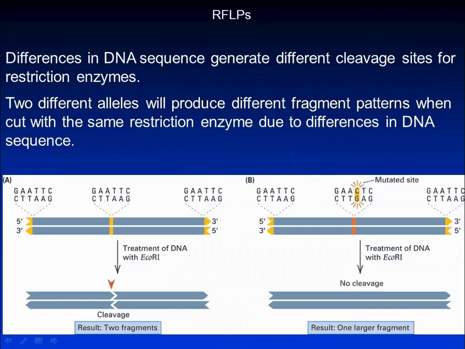Differences in DNA sequence generate different cleavage sites for restriction enzymes. For example, here are 2 alleles. The first allele contains an EcoR1 site, and the second allele does not. When we cut with EcoR1, the first allele will create 2 fragments, and the second allele only results in 1 large fragment.